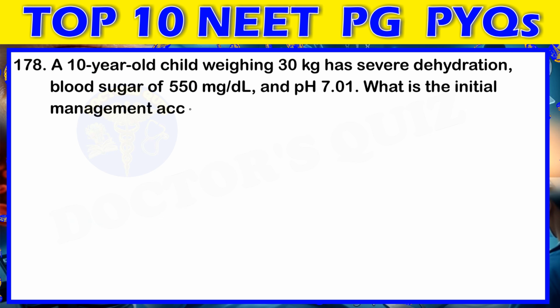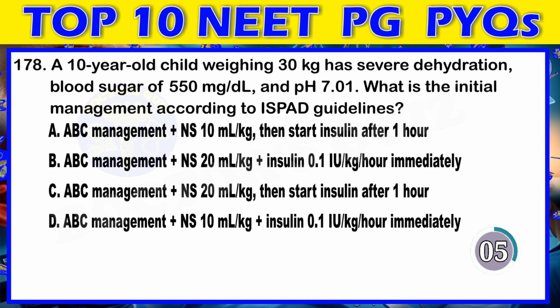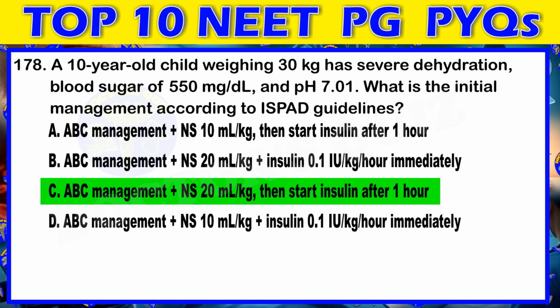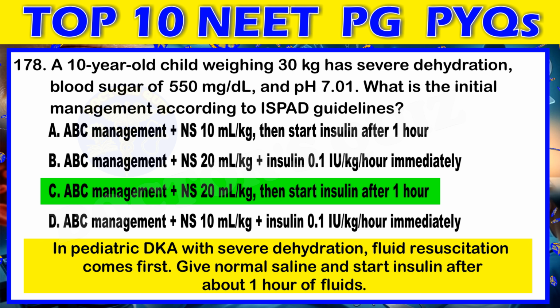A 10-year-old child weighing 30 kg has severe dehydration, blood sugar of 550 mg per dl and pH 7.01. What is the initial management according to ISPAD guidelines? Right answer is option C, ABC management plus NS 20 ml per kg, then start insulin after 1 hour. In pediatric diabetic ketoacidosis with severe dehydration, fluid resuscitation comes first, give normal saline and start insulin after about 1 hour of fluids.